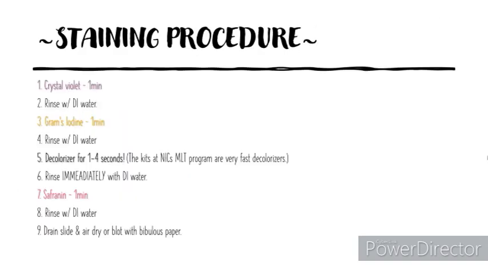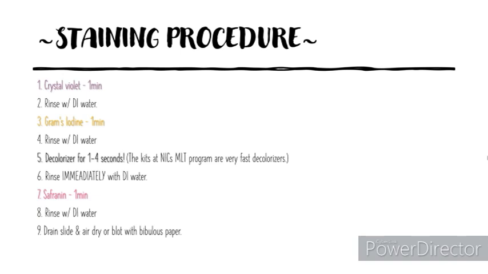So finally, we have the staining procedure. We have step 1 through step 9. Crystal violet, and all of these stains I'll show in my demonstration video, I believe, right after this slide. But we do crystal violet for a minute, rinse with DI water, make sure it runs clear, and you'll see that in my video. When it runs clear, then you stop.